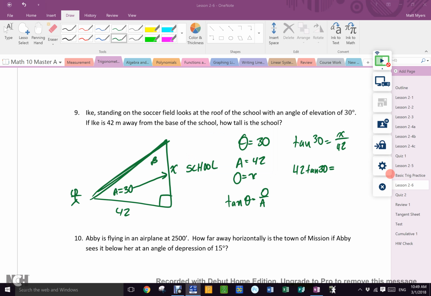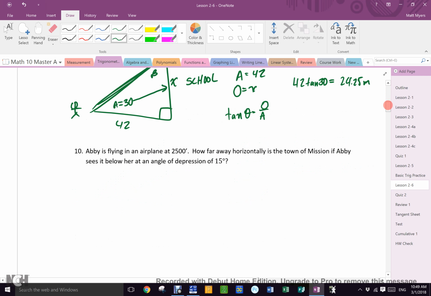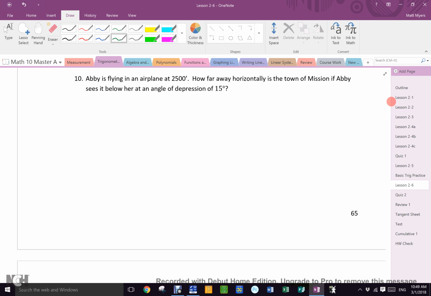Now, next question. What's the answer, by the way? 24? No. Yeah, 24 and a quarter. 24.25 meters. Lovely. Next question. What is missing? I don't have a triangle, do I?